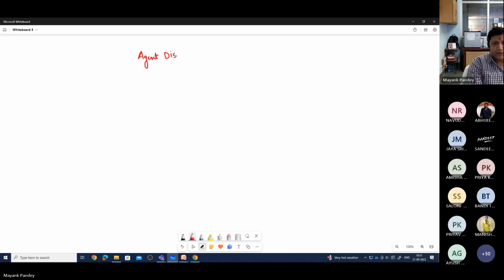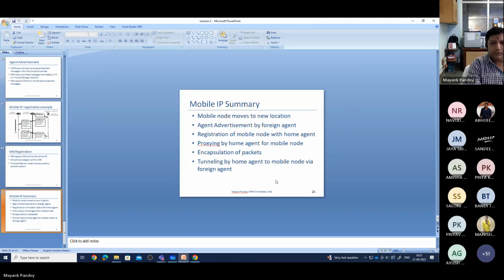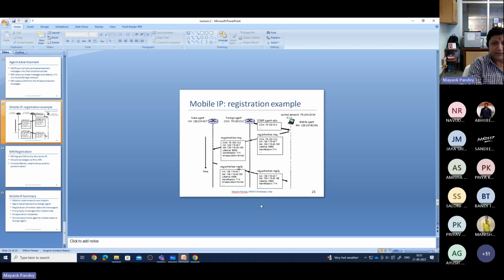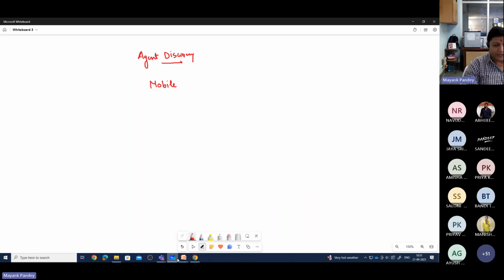Agent discovery. What the mobile IP standard has done, and all these things are described in the RFC of mobile IP, the RFC number is 3344. All these processes are described in RFC 3344.